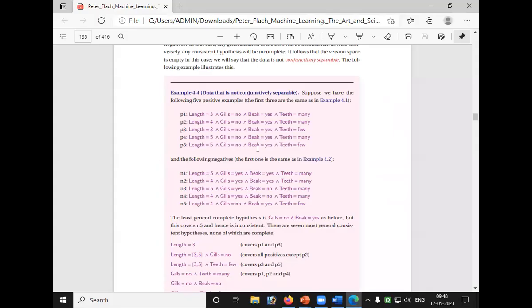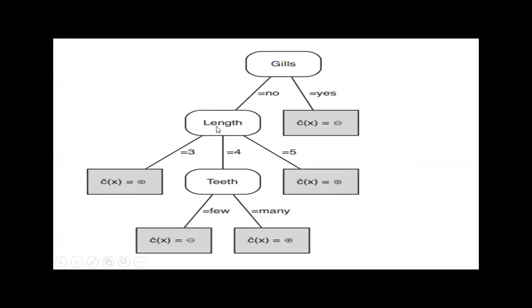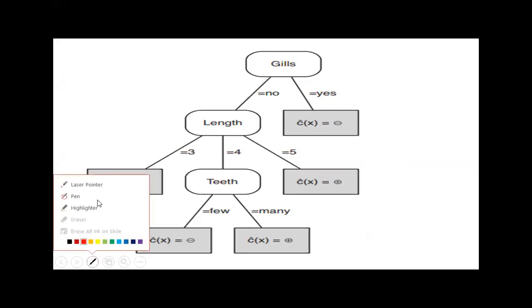And teeth, now, if length is 3, my dear friends, there are only 2 cases. These 2 are positive, irrespective of teeth, many or few. See, length is 3, length is 3, and teeth many, teeth few. If the length is 3, it is a positive case. Then we can write this: length equal to 3, it is positive.